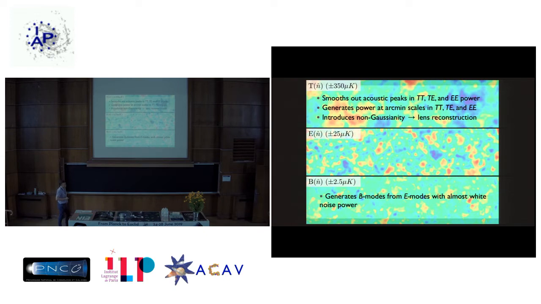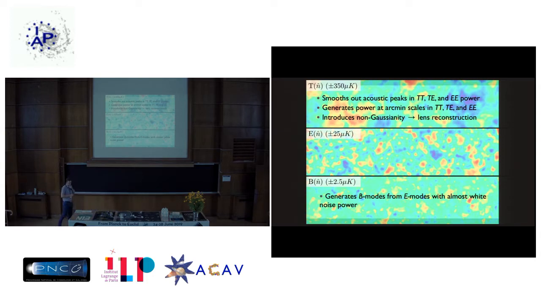First, thinking about the temperature and also the E-mode polarization, the first thing that happens is that you smooth the acoustic peaks out. In some parts of the sky the CMB is being magnified, and in some parts it's being demagnified. So the rather precisely defined sound horizon that's imprinted in the primary CMB fluctuations is expanded in regions where the sky is magnified, and contracted in regions where it's demagnified. The effect of that is to blur out the acoustic peak structure.